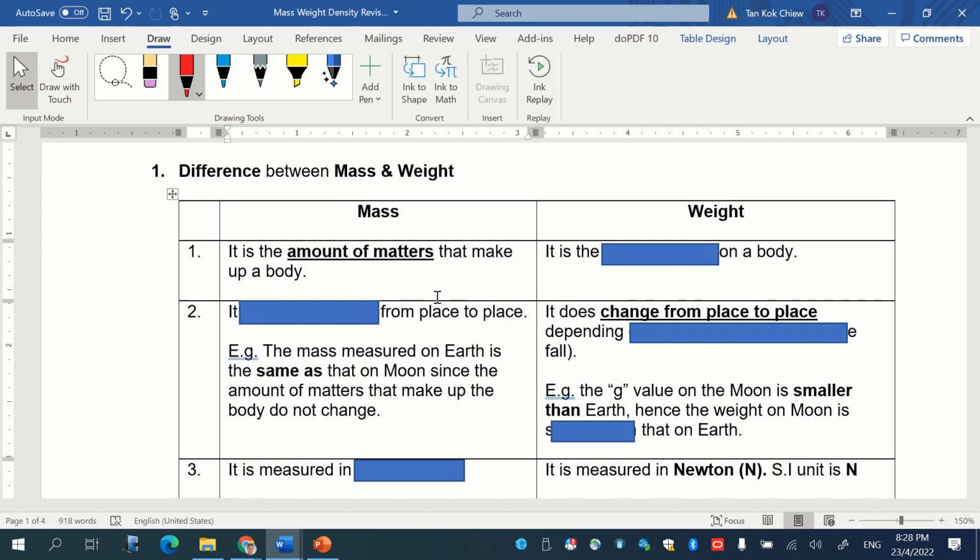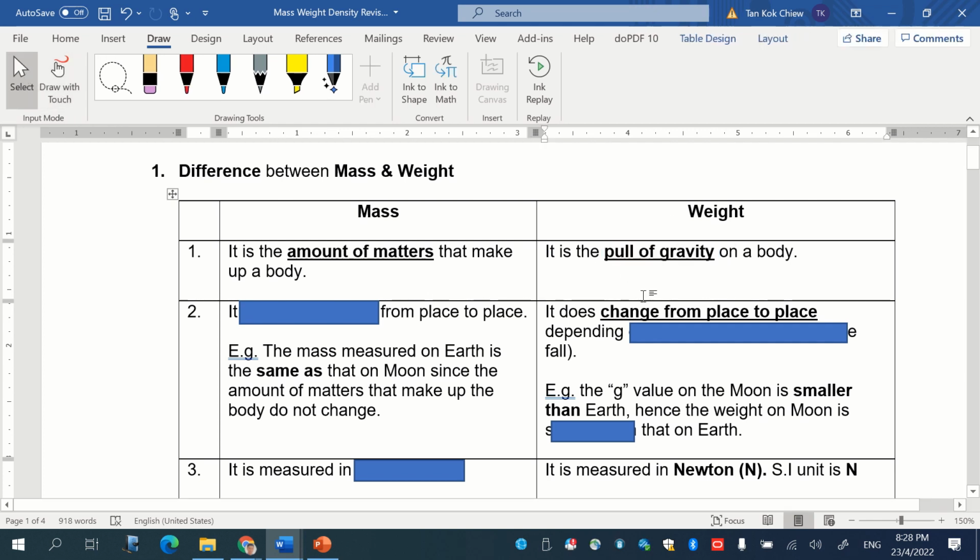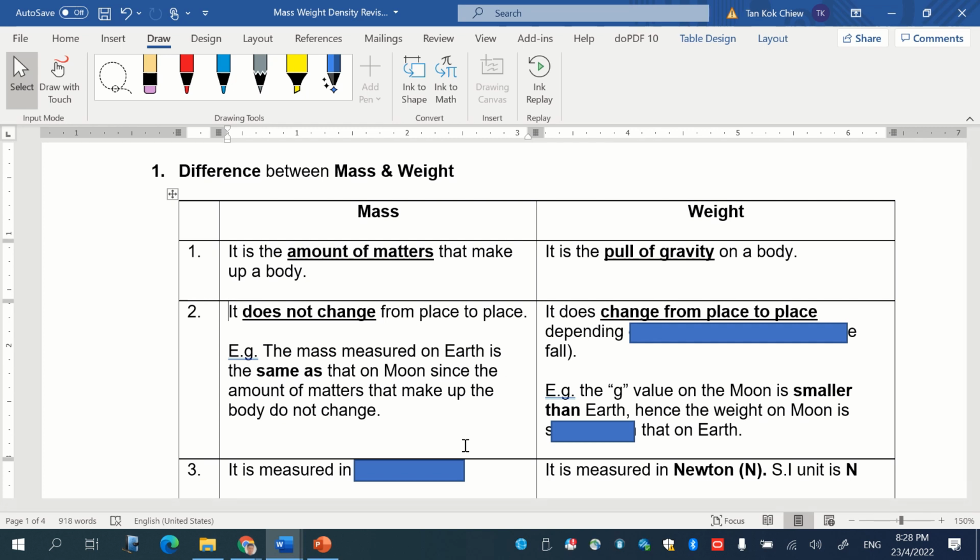All right, and weight, if you remember, is the pull of gravity on a body. Okay, the pull of gravity on a body. So if you recall, the second difference is that mass does not change from place to place. Yeah, mass does not change from place to place. The mass measured on Earth is the same as that on Moon, since the amount of matters that made up the body do not change.